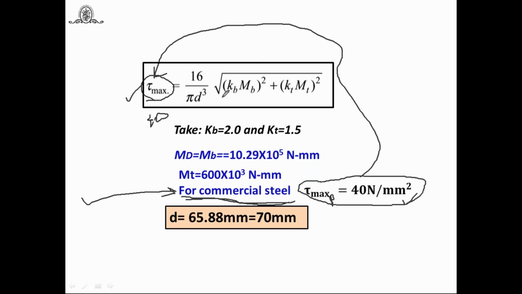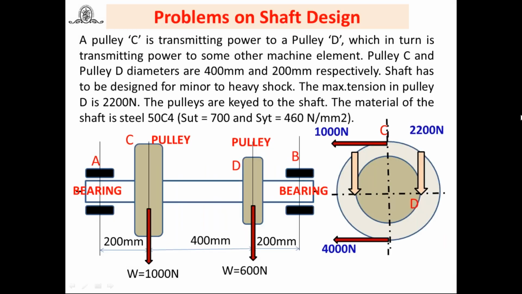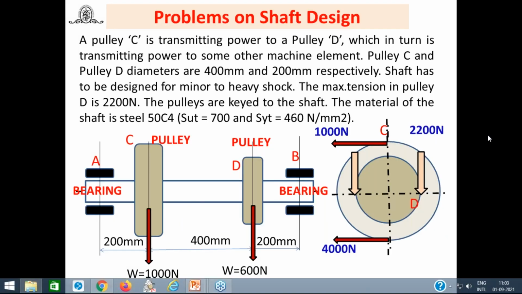Then 16 upon pi d cube, you know KB, you know MB, you know KT, you know MT, you know tau max, that is for commercial steel. This value you can substitute. So what you will get is d cube, and finally you will get d. Okay, this is one problem you can note down within 1 to 2 minutes. Then I will switch over to learning.